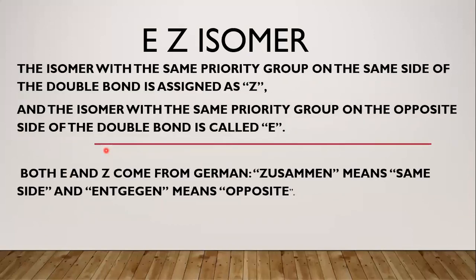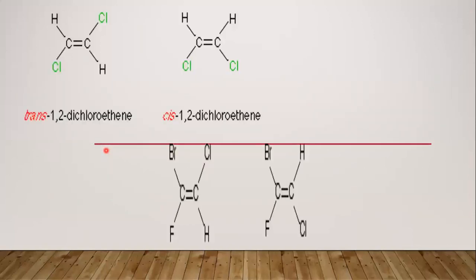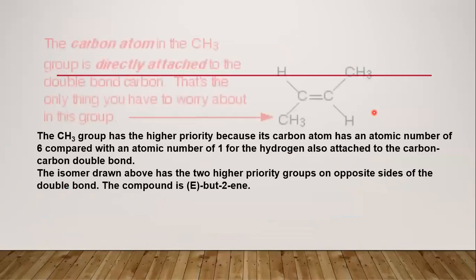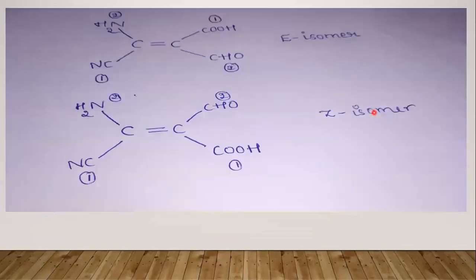We can summarize what we said today. If you have the same substitutions in both carbons, you can use cis and trans. But if you have 4 different substitutions, you have to check if the higher priority is on the same direction. So this is zusammen isomer. But if the higher priority is in opposite direction, this is entgegen isomer or E isomer.